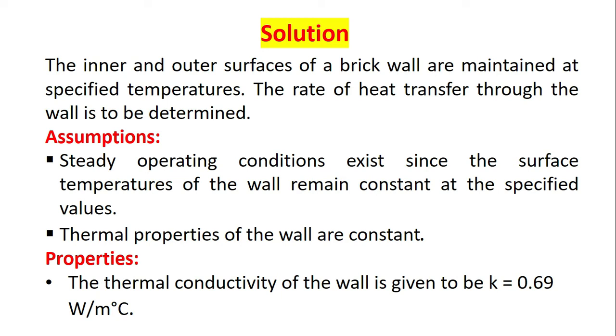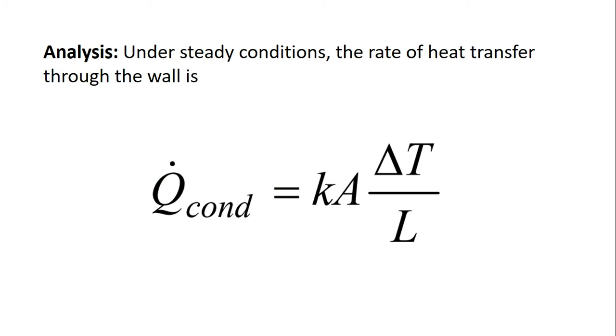The second assumption is that the thermal properties of the wall are constant. The property that we are going to use in this problem is the thermal conductivity of the wall, which is mentioned in the question statement. It is represented by k, and is equal to 0.69 watt per meter per degree centigrade. In the analysis, we have seen that under steady state conditions the rate of heat transfer through the wall is given by this formula.